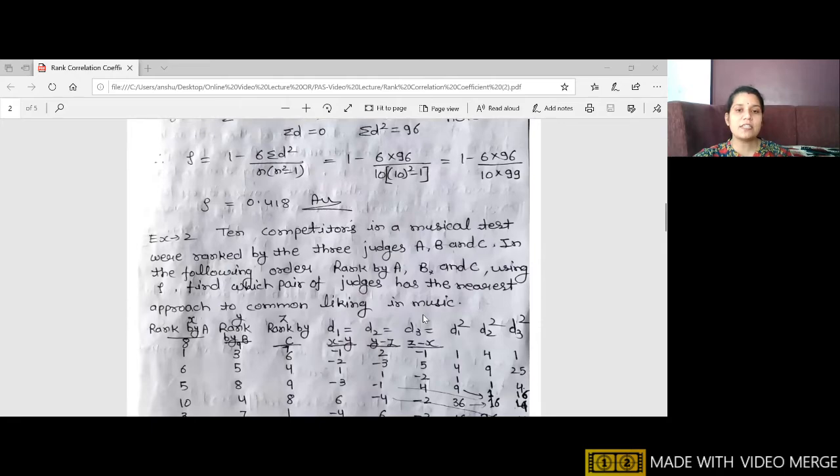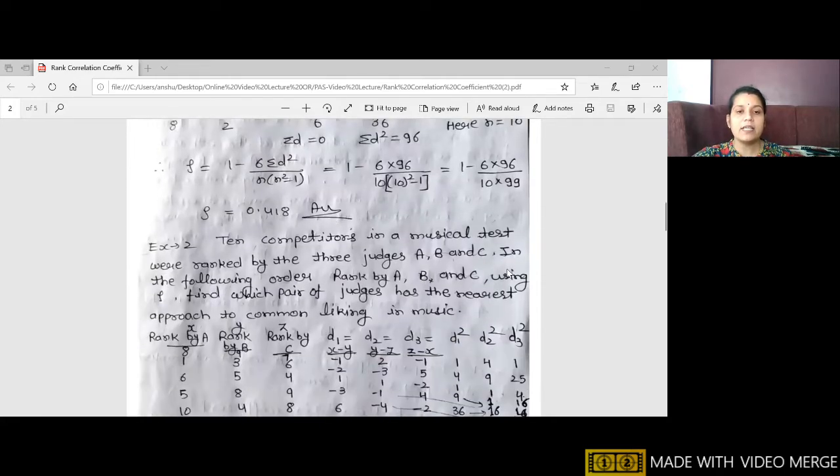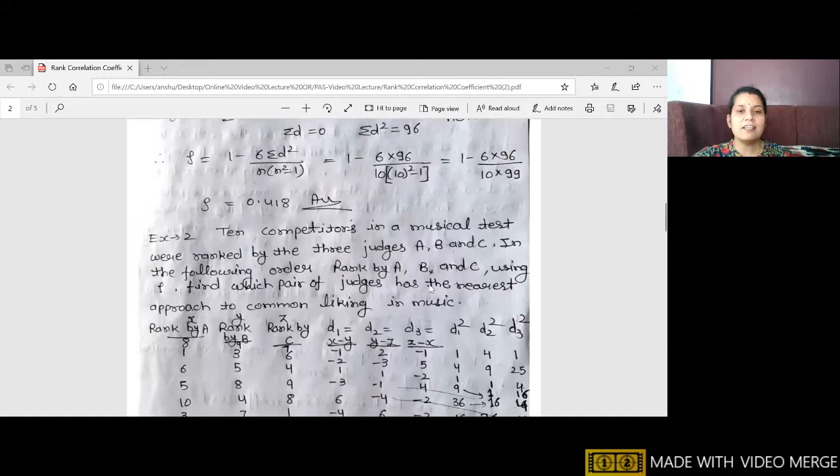The next question: this was the rank given by two judges, and the next question is ranked by three judges. So 10 competitors in a musical test were ranked by the 3 judges A, B and C in the following order.